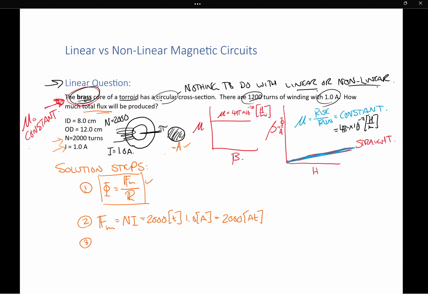As a third step, I'm going to have to calculate the denominator, which is RM. Well, we have sort of a bit of a famous equation for that. It's mean path length over the permeability times cross-sectional area. Well, that permeability is that of free space because it's brass. So I'm going to put a note over here.